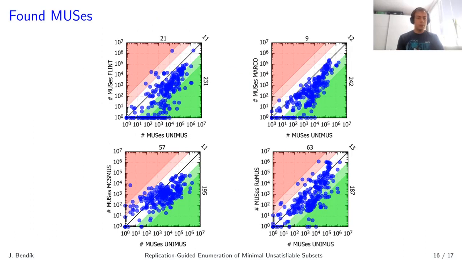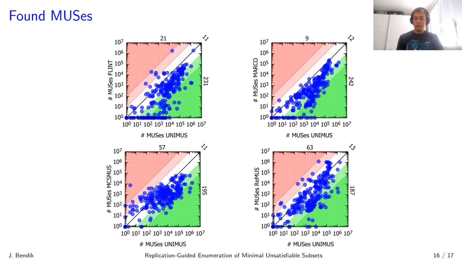We now compare the number of MUSes identified by UniMUS and by the other algorithms. On this slide, we provide 4 scatter plots. Each scatter plot compares UniMUS with one of the 4 competitors. Each point in the plot corresponds to a single benchmark and shows the number of MUSes identified by the 2 algorithms. The algorithm that labels the x-axis determines the x-coordinate, and the algorithm on the y-axis determines the y-coordinate. UniMUS always labels the x-axis.